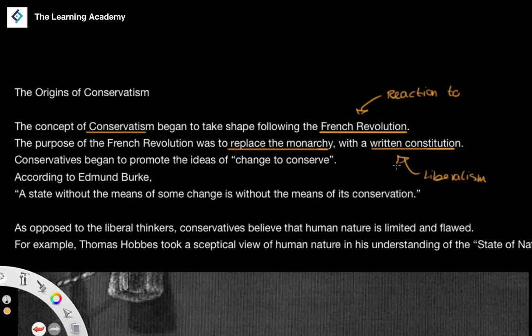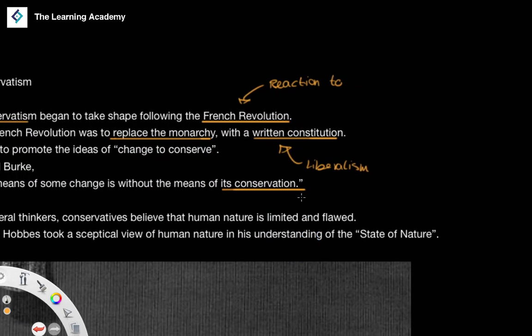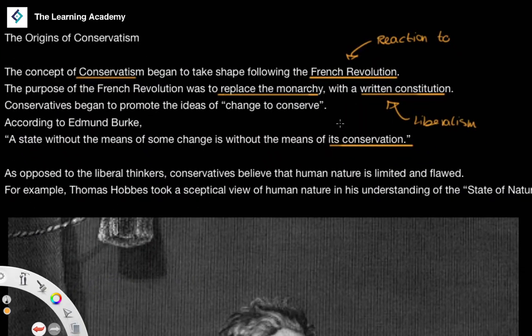According to the thinker Edmund Burke, a state without the means of some change is without the means of its conservation. So we're talking about the conserving of original ideas, the conserving of ideas in response to radical political change, because the French Revolution, of course, was a very radical political change. Okay, this is opposed to the concept of liberal thinkers, because within the conservative viewpoint, the concept of human nature is very limited and flawed.